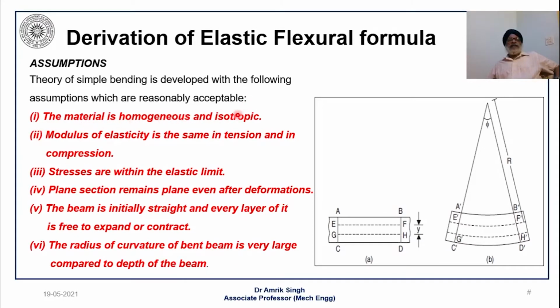So we make certain assumptions. Number one, the material is homogeneous and isotropic. Number two, the modulus of elasticity is the same in tension as in compression. Number three, the stresses are within the elastic limit. Number four, the plane section remains plane even after deformation. Next, the beam is initially straight and every layer of it is free to expand. That means there are no undulations and the beam is perfectly straight. And the next is that the radius of curvature R of the bent beam is very large as compared to the depth of the beam. So this is the depth of the beam. So these are the assumptions we take.